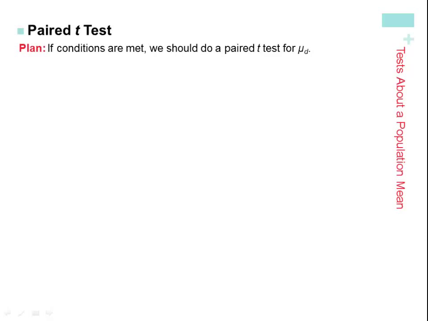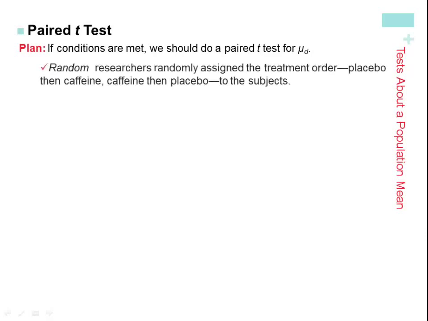We must check to make sure the conditions are met. Again, we need to make sure that we have randomization. Since the researchers randomly assigned the treatment order, placebo then caffeine, or caffeine then placebo, randomization is taken care of.